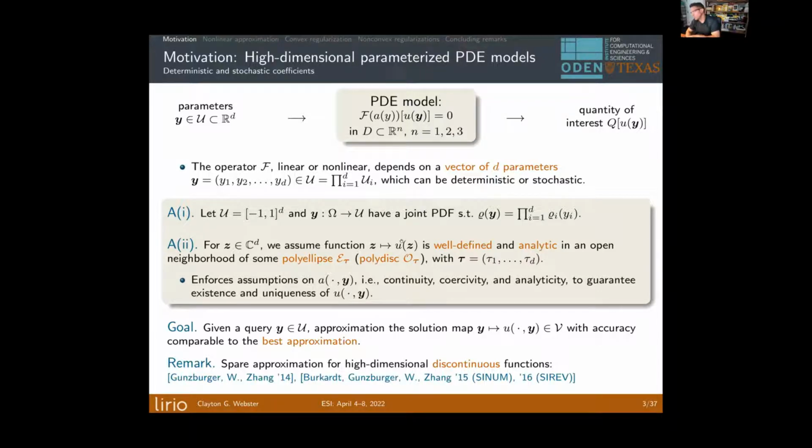Also, I'm going to focus exclusively on the case where we have smooth functions, and in this case, I'd like them to be analytic. Of course, if I have a PDE model, this enforces assumptions on the coefficients and the uniqueness and existence of solutions as a function of the parameter. And our goal is to not only approximate the solution map from parameters in U to solutions in V, but I'd like this accuracy to be comparable to the best approximation. Again, I'm not going to talk about discontinuous functions at all in high dimensions.